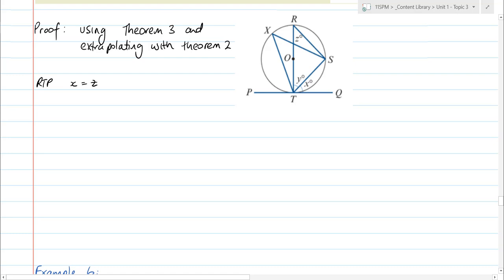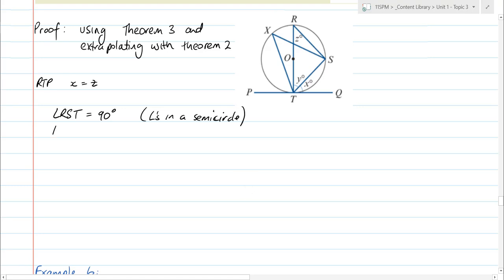And I'm going to do that by first making a couple of statements. So the first statement is that angle RST equals 90 degrees. And this is angles in a semicircle.